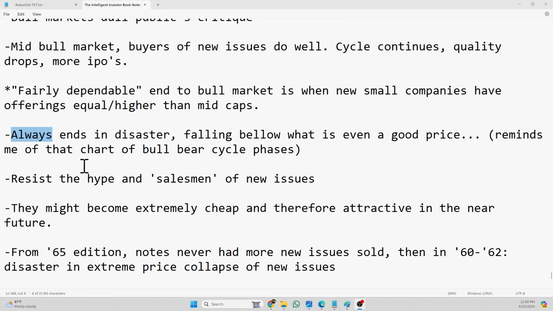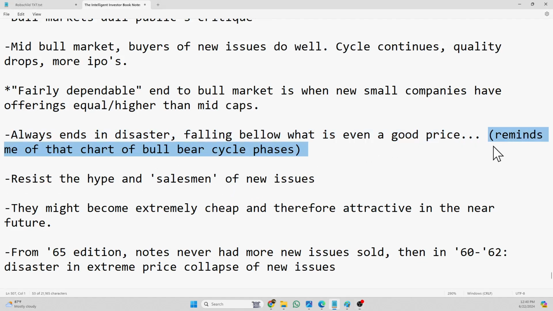So that's pretty interesting. Anyway, I think again the main point here is that it always ends in disaster with all these IPOs and secure high yield corporate new issues, not selling at any discount, because they always eventually fall to below what's even a good price, and that's really when to buy.